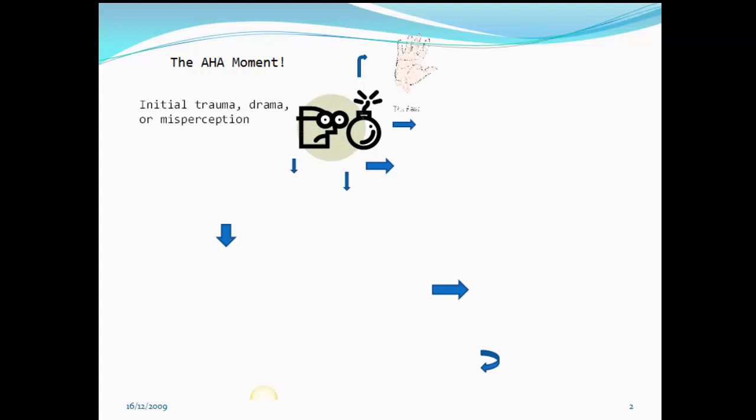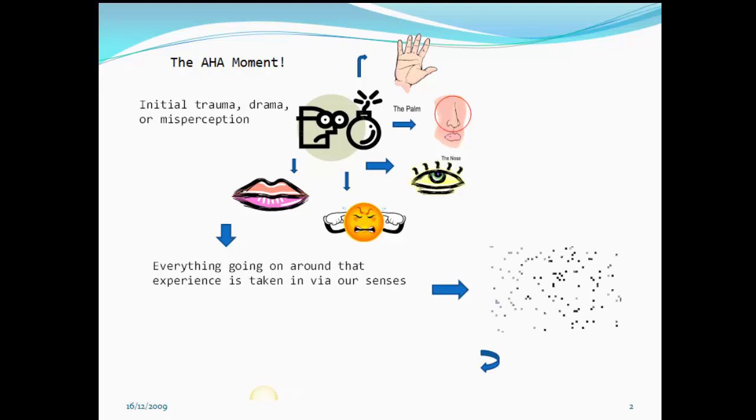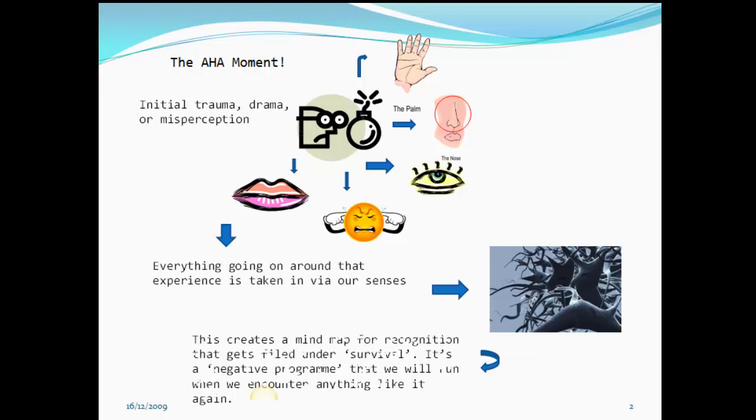Now, we translate that experience via our senses, the senses of touch, of smell, of sight, of hearing, and of taste. And all of those sensory experiences put everything together and transmit it to us via nerve pathways, nerve transmissions, one nerve sending signals to another in the brain. And those pathways are called neural nets. What they do is create a mind map for us, a mind map of recognition that gets filed away in the mind brain filing cabinet under something called survival.